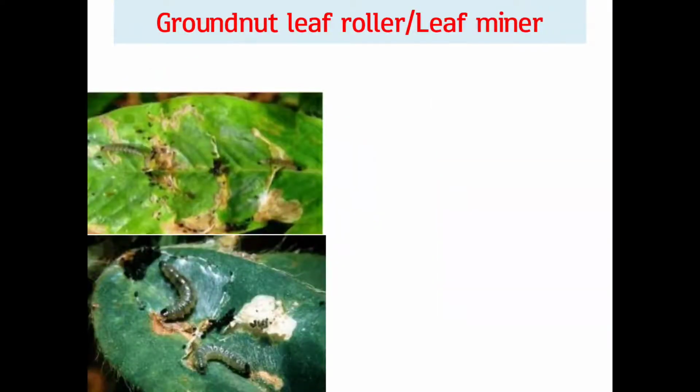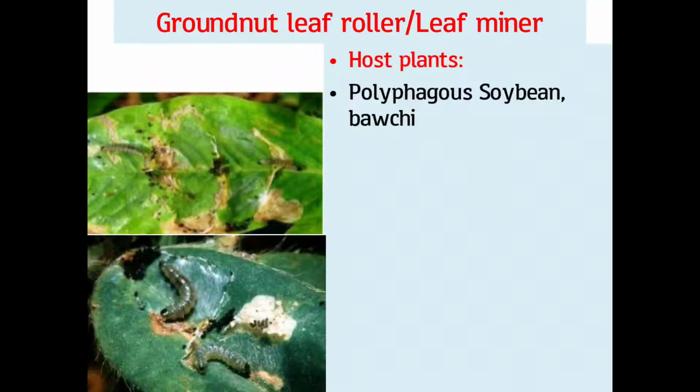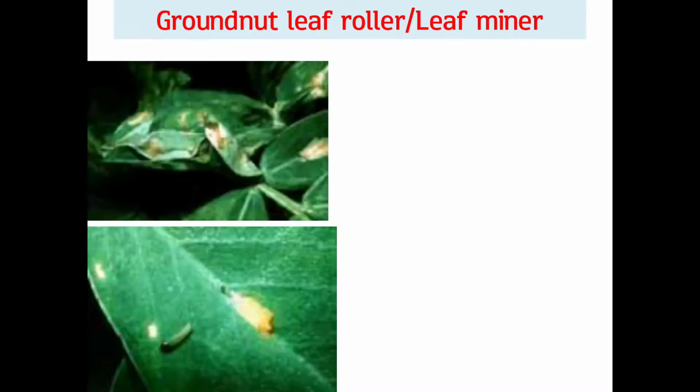See the damaging symptoms of groundnut leaf miner on the groundnut crop. Firstly, brown streaks are observed on leafy portions. Host plant: this is a polyphagous pest, meaning leaf miner feeds on soybean, bean, and groundnut crops. Nature of damage: the larva mines the upper epidermis of leaves during the early stage of growth. After hatching of the eggs, this caterpillar feeds on the epidermis of leaves at night, and the mined leaves show brown streaks.